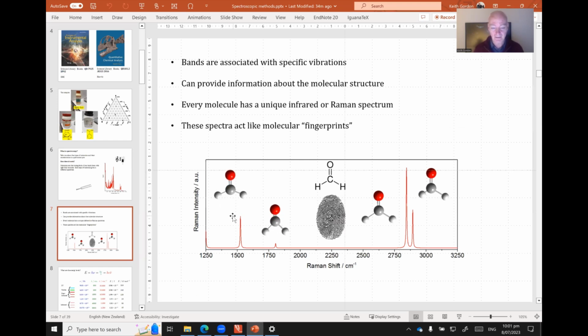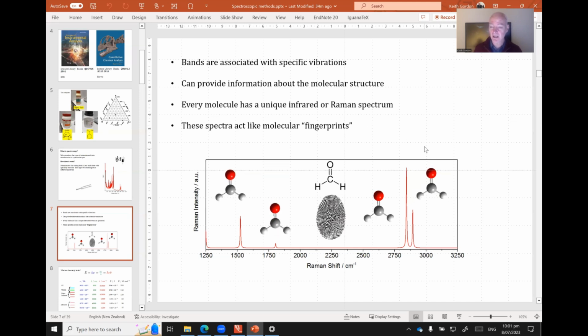So what we have here is formaldehyde, the molecule formaldehyde, and this is the simulated spectrum. It actually looks very like the spectrum that you would actually see. And the bands are associated with specific vibrations, and you can see that they're animated here in this particular case. So it's quite nice to see them. They're little GIFs, which is why when I do that, they want to stop. And they can provide information about molecular structure. And it's either infrared or Raman, it doesn't really matter.